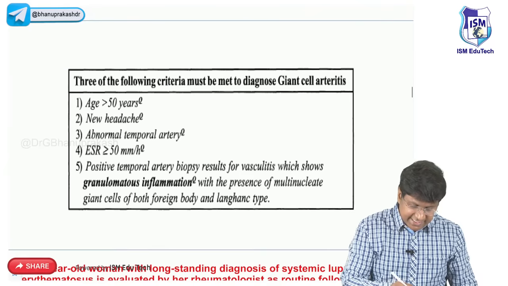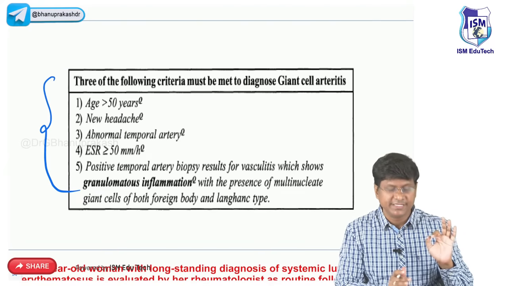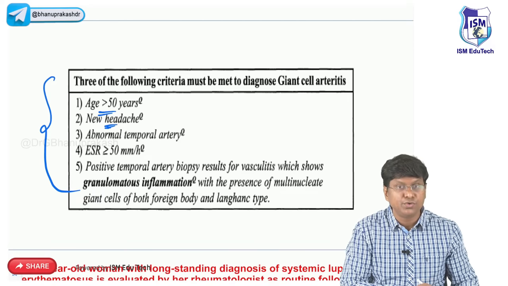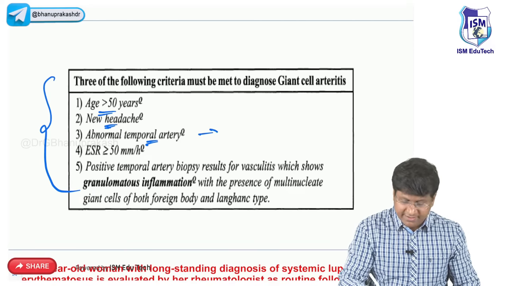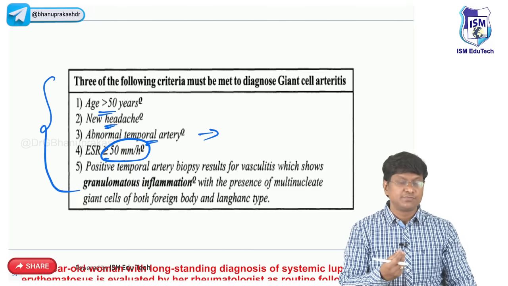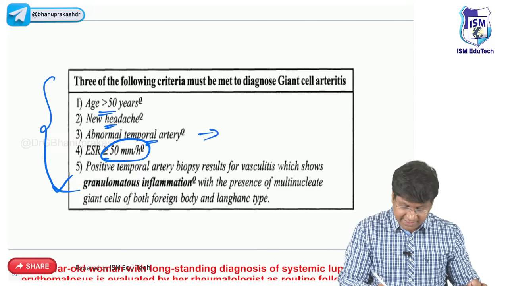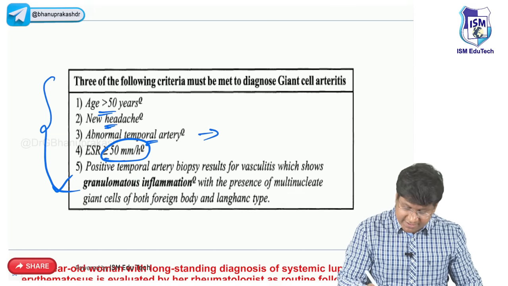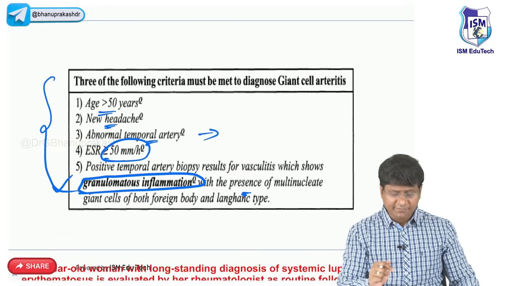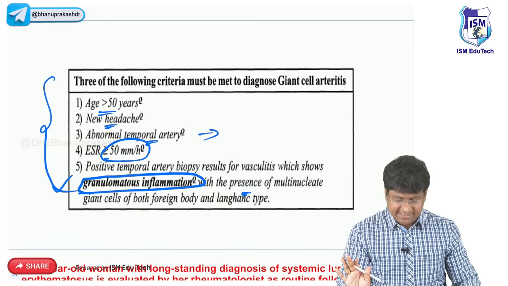So in case of giant cell arteritis, you should remember these criteria. Totally 5 criteria are there. Out of this, 3 should be there. Number 1, age of the patient should be more than 50 years. There should be a new onset headache, an abnormal temporal artery, that means the temporal artery may contain granulomatous inflammation. The ESR is elevated, that is more than 50 millimeters per hour. And the biopsy of the vessel is very, very important. The temporal artery biopsy shows vasculitis with granulomatous inflammation. So out of these 5, at least 3 should be there to call it giant cell arteritis.